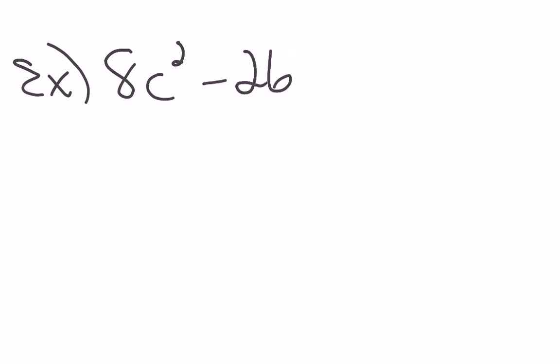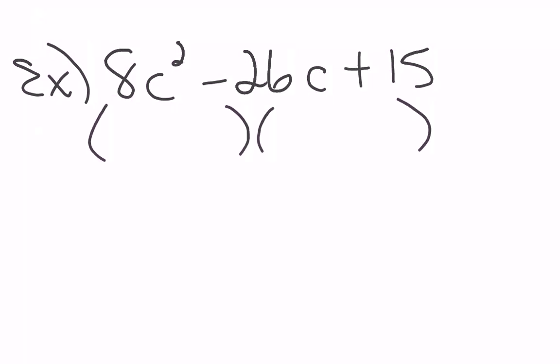Next example. 8c squared minus 26c plus 15. In this case, we look for a GCF first. Notice there's nothing in common out of all 3 that we can pull out of there. So we most definitely probably want to try to factor it into 2 binomials again.